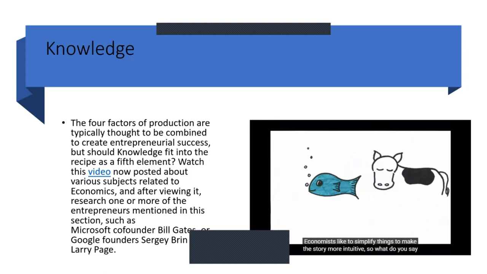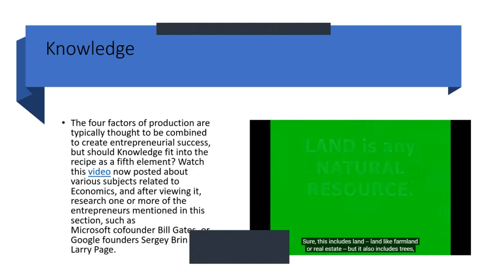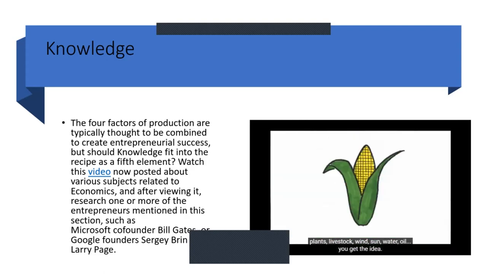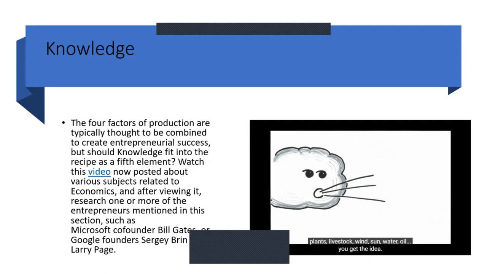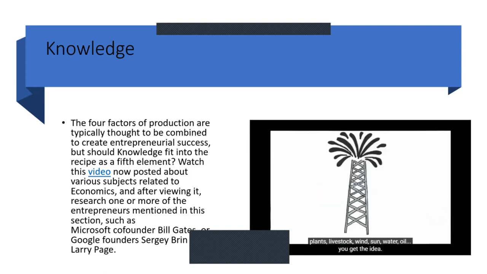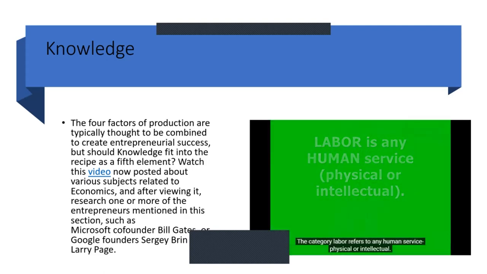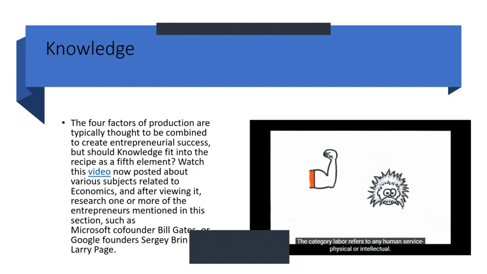Economists like to simplify things to make the story more intuitive. So what do you say we put all of the resources into just a few broad categories? Land is any natural resource. Sure, this includes land, like farmland or real estate, but it also includes trees, plants, livestock, wind, sun, water, oil, you get the idea. The category labor refers to any human service, physical or intellectual.